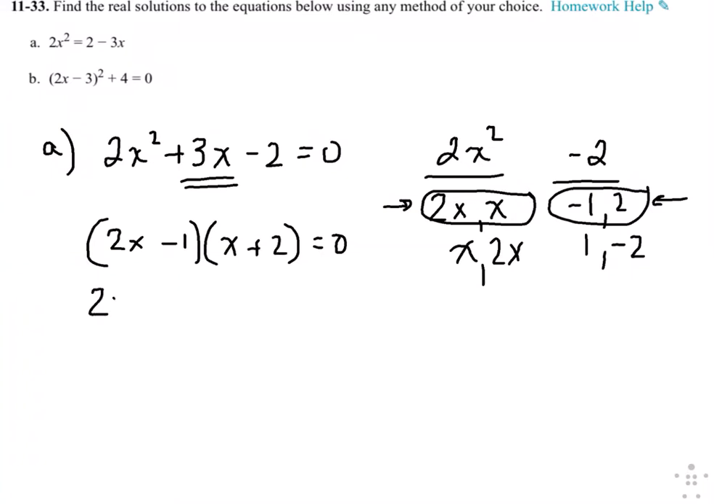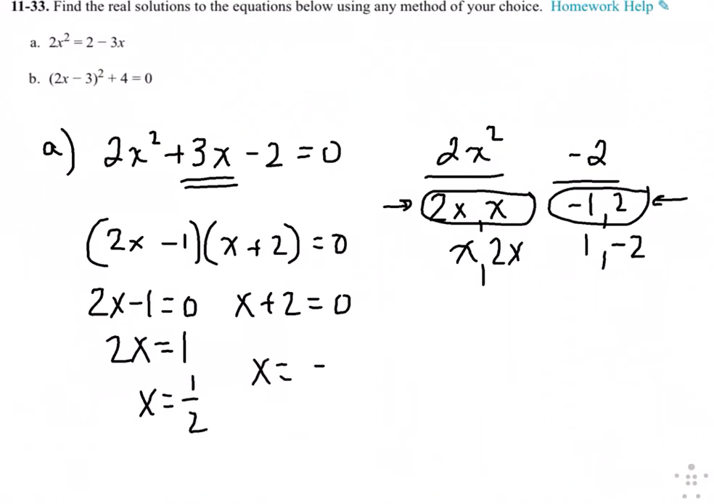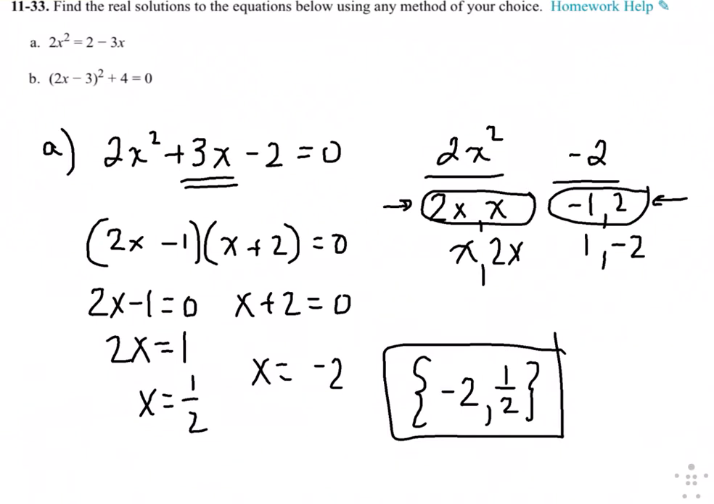So the zero product property says 2x minus 1 is 0, or x plus 2 is 0. So 2x equals 1, x equals 1/2, or x equals negative 2. So written as a solution set, negative 2 and positive 1/2 are the solutions.